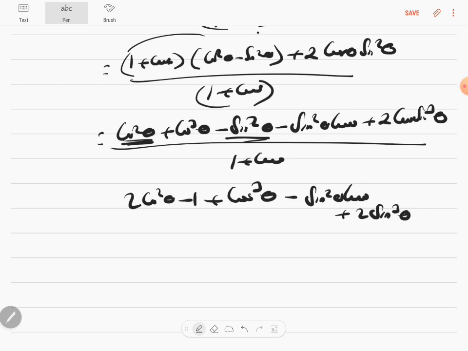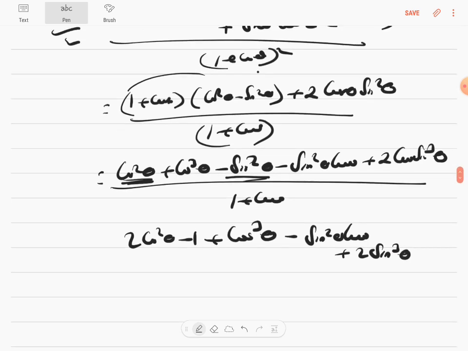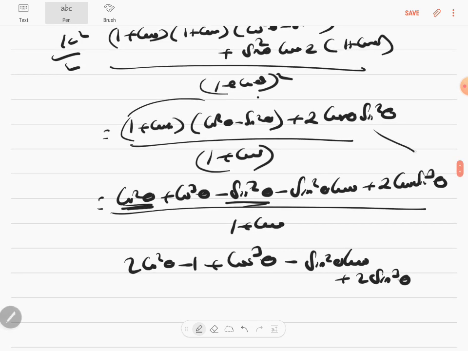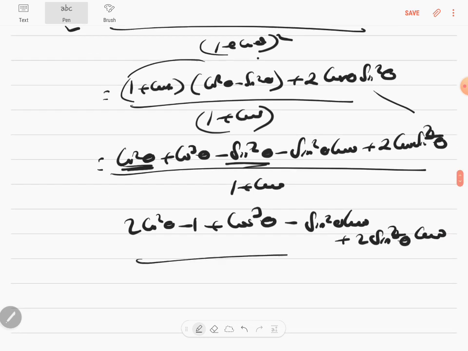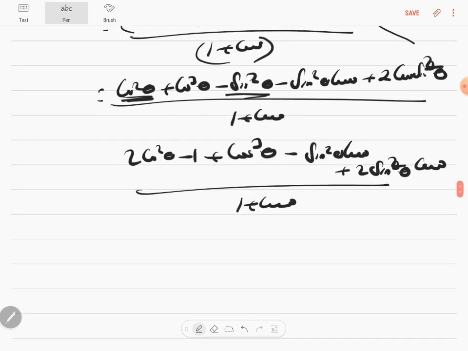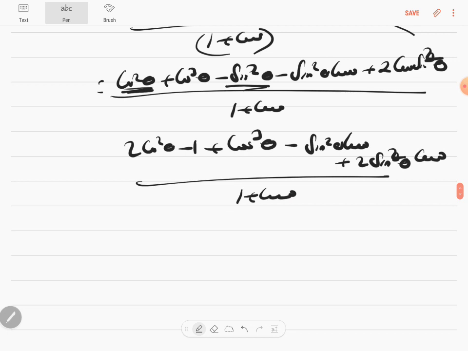This is sin square theta cos theta by 1 plus cos theta. So you'll get it like this, correct? 2 cos square theta minus 1. So what's the use in writing it as 2 cos square theta minus 1? Is anything solvable here?